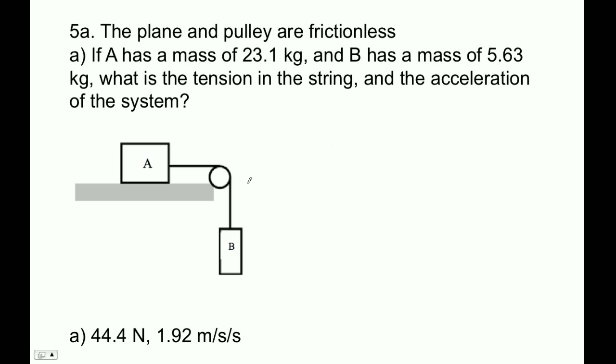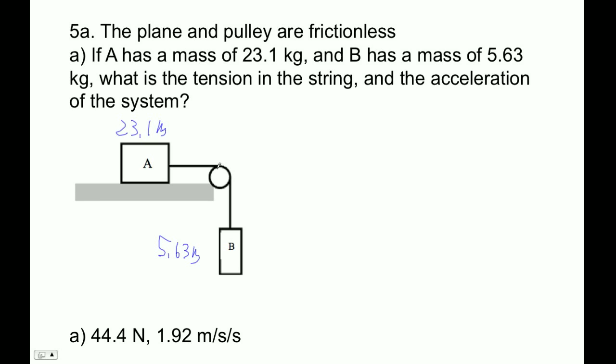Okay, here's a pulley problem. We've got this mass here, mass B, which is 5.63 kilograms, and mass A, which is 23.1 kilograms. There's no friction between A and the table, and this pulley is frictionless. So the question is, does it even turn? That's always the question. Let's not worry about that.